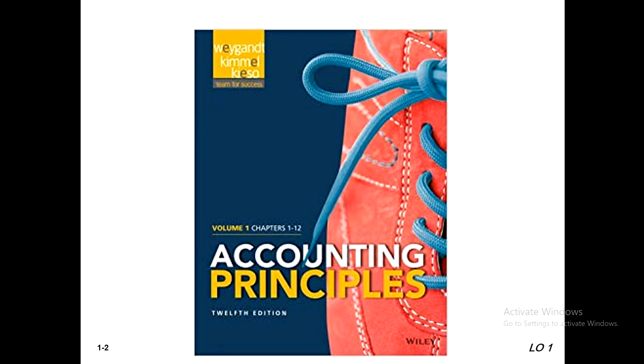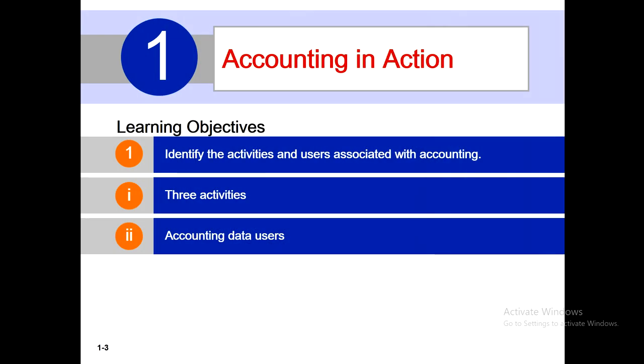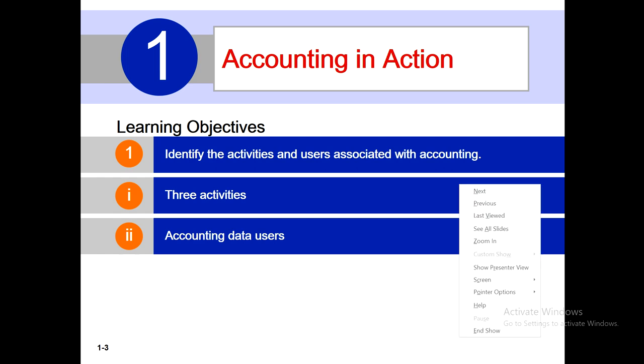We will follow this book. This is Accounting Principles, 12th edition, by Weygandt, Kimmel and Kieso. And this is the first chapter of this book, Accounting in Action. This is the learning objective on identifying the activities and users associated with accounting. We have three activities and users associated with accounting.